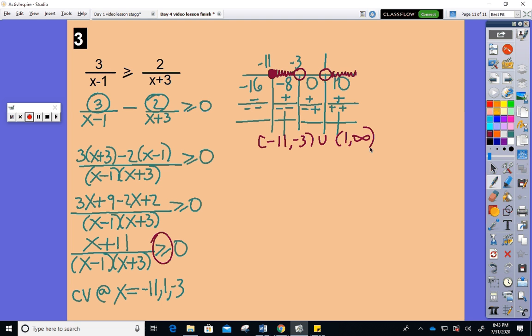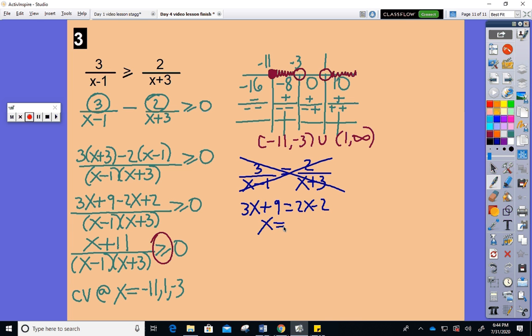Now, I know that you don't want me saying anything else because you're tired, but let me say something that you need to understand. If this were an equation, I would want to clear fractions. And the easiest way to clear fractions on a proportion, because it's fraction equals fraction, is to simply cross multiply. So you'd have 3x plus 9 equals 2x minus 2, and you'd have x equals -11. That's great for an equation. It does not work on this.